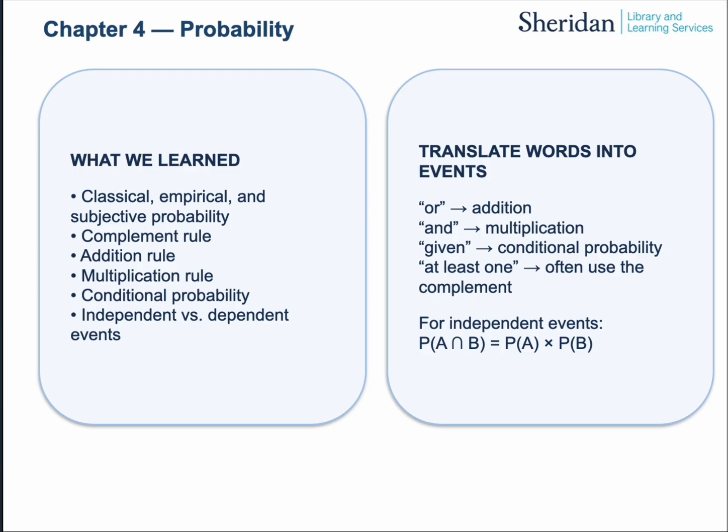Before we finish the chapter, I'd like to share some tips that help many students. Instead of memorizing formulas, focus on recognizing keywords in the questions. If you see or, think addition. If you see and, think multiplication. If you see given, think conditional probability. If you see at least one, think about using the complement rule first. Once you build this habit, probability questions become much easier to solve.